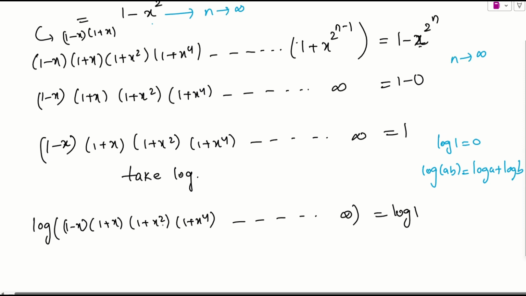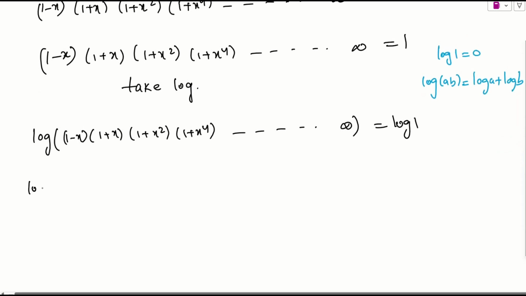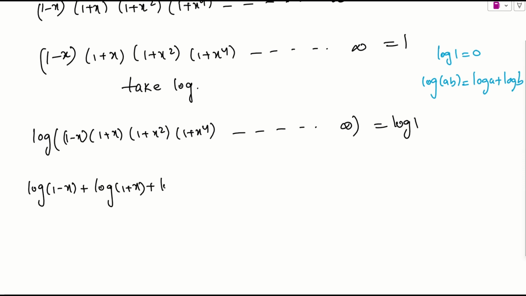I'll be applying the same formula in this case. So this is nothing but log of 1 minus x plus log of 1 plus x plus log of 1 plus x square plus log of 1 plus x power 4, agree? Plus and so on up to infinity. Log 1 value will be 0.